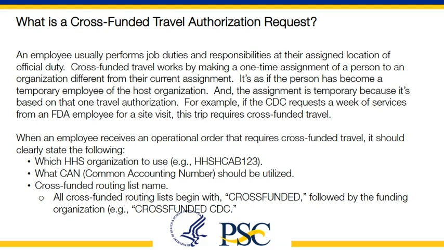For example, if the CDC requests a week of services from an FDA employee for a site visit, this trip requires cross-funded travel. When an employee receives an operational order that requires cross-funded travel, it should clearly state the following. Which HHS organization to use, for example, HHSHCAB 123. What cross-funded routing list name should be utilized. All cross-funded routing lists begin with cross-funded followed by the funding organization, for example, cross-funded CDC.